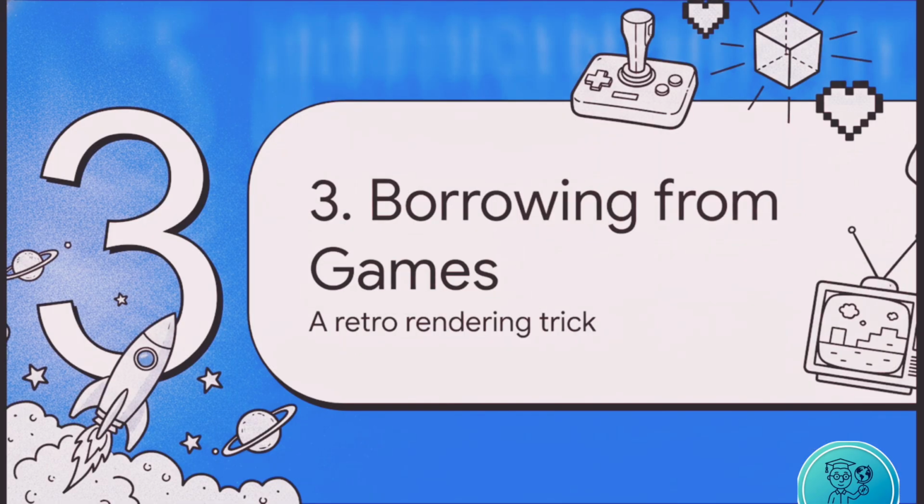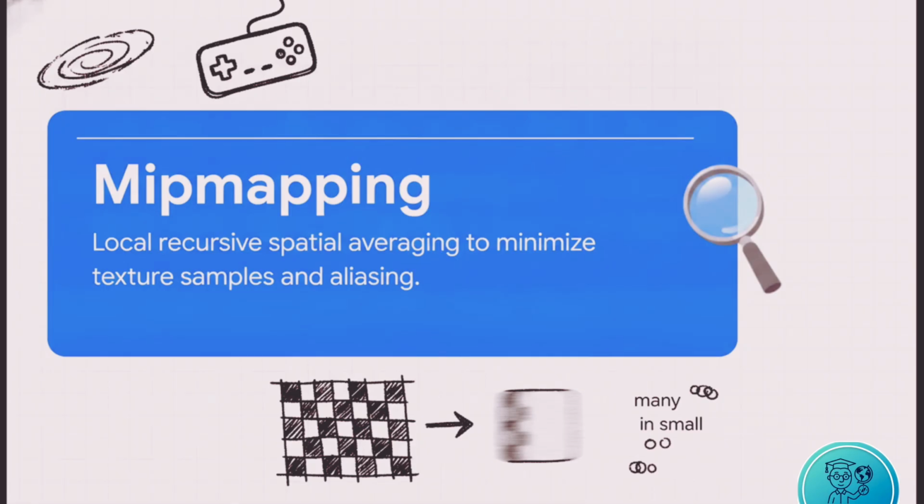Section 3. Borrowing from video games. A retro rendering trick. Faced with this impossible physics wall, researchers completely shifted gears. They actually looked outside of their own field and pivoted straight to computer graphics. Which makes sense, right? Video game developers have been fighting the exact same battle of efficiently calculating light rays in complex 3D textures since the dawn of the medium. And the groundbreaking answer they found came from a specific technique invented way back in 1983 called Mipmapping.